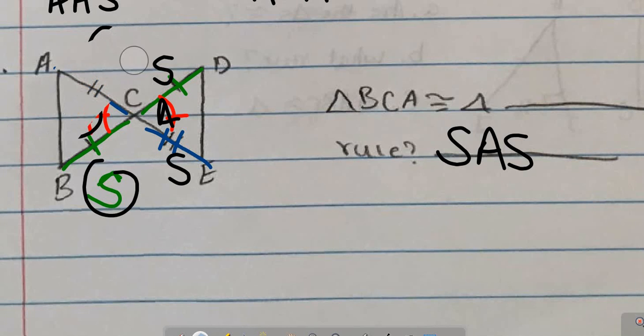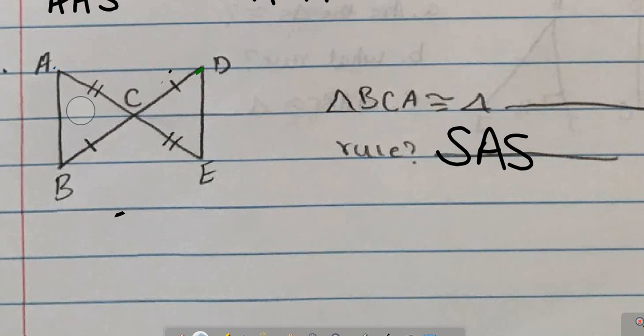Let me just erase everything so it's easy to see the matchup. So the matchup is this, B, C, A. Watch, B, C, A. We're going past single, middle, double. That's the order. So we have to go past single, middle, double here. Therefore, it's going to be triangle D, C, and E.